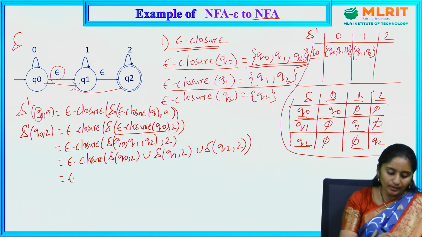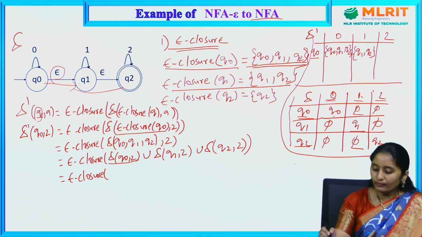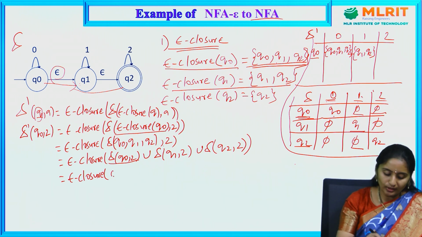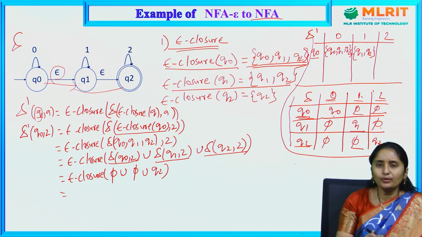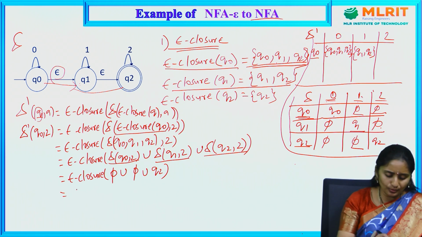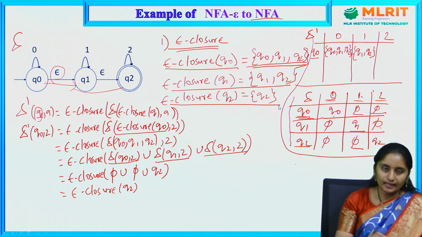So what I am having? Epsilon closure of delta of Q0 on 2 input. What I am having? Pi. Next, union delta of Q1 comma 2. So what I am having? Pi. Union delta of Q2 comma 2. Q2. So pi union pi is nothing but pi. Pi union Q2 is nothing but Q2. Epsilon closure of Q2. What I have, epsilon closure of Q2 is Q2.